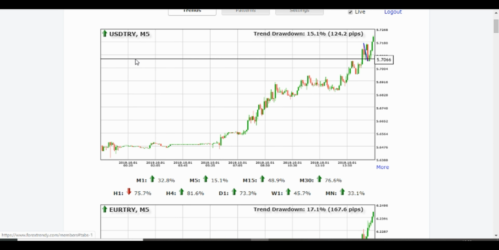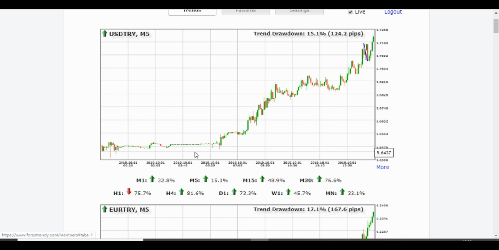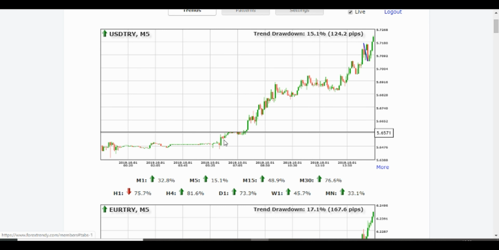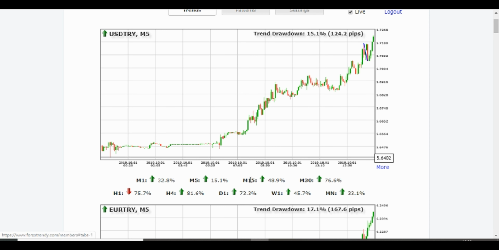Okay, so let's suppose I want to enter the trend with my trend following strategy. What I'm gonna do is to look at the 15 minute time frame and the 30 minutes. I will check the situation, the general picture, what is going on the other time frames.